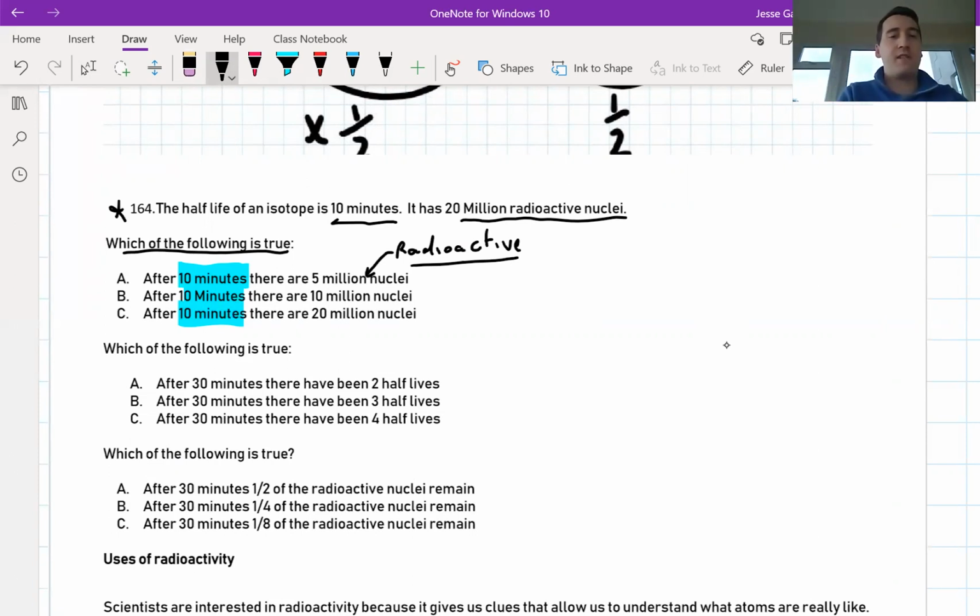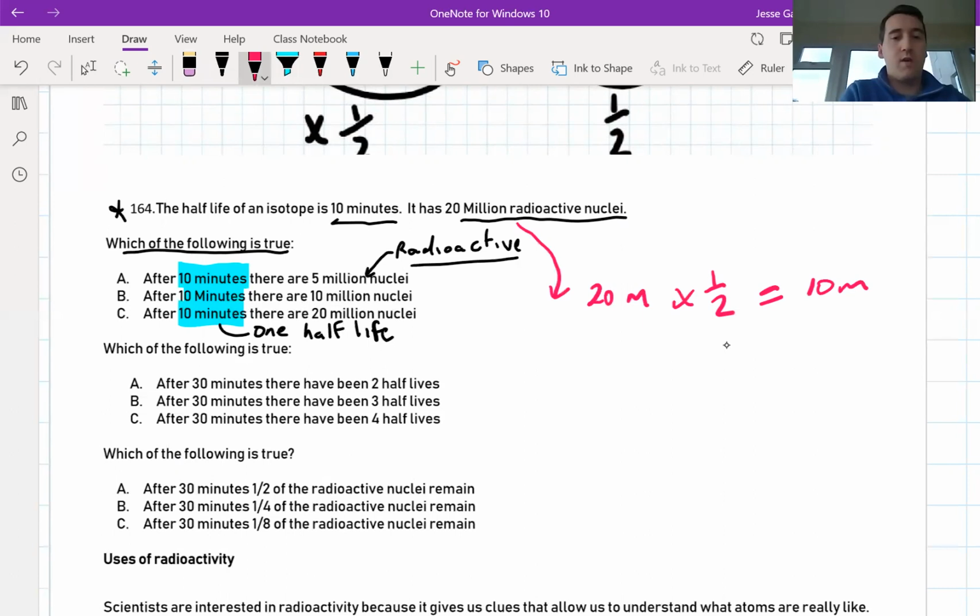Well, the half-life is 10 minutes. So this time here, this 10 minutes, is 1 half-life. After 1 half-life, how many radioactive nuclei will be left? All you've got to do is take how many there were in the beginning, 20 million, and times it by half. Hopefully that's very simple, it's 10 million. So which one is correct?